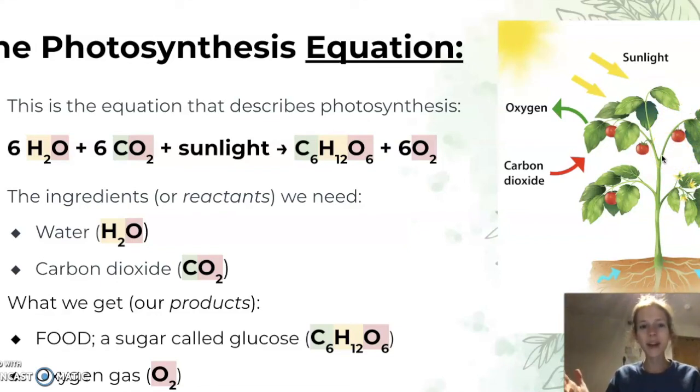So here's the big picture of photosynthesis. We can represent it in a picture, we can represent it in an equation, but now you understand how plants use water and carbon dioxide gas and sunlight to make food and the air you breathe.